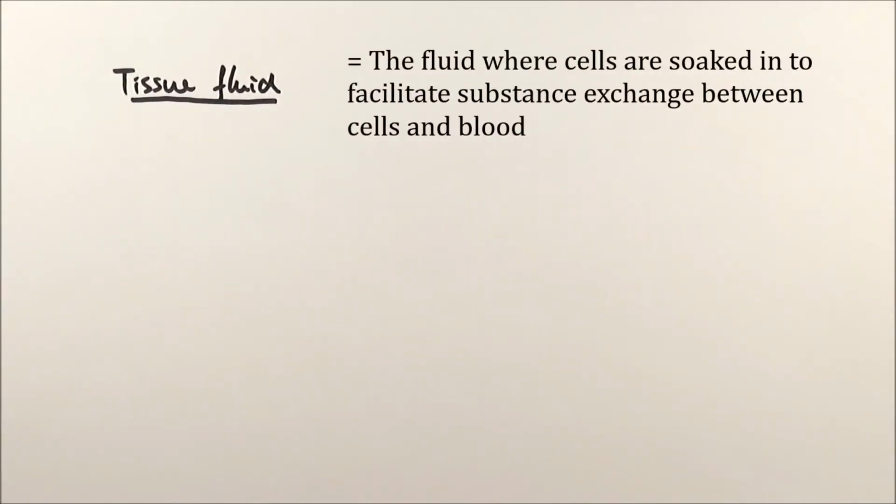So how do we actually get these nutrients from the blood, if we are separated? That's where tissue fluid comes into play. Tissue fluid is basically the liquid that the cells are soaked in that facilitates the diffusion of substances between the blood and the cells. You need to know what it is, how we make tissue fluid, and how it facilitates diffusion of these different substances.